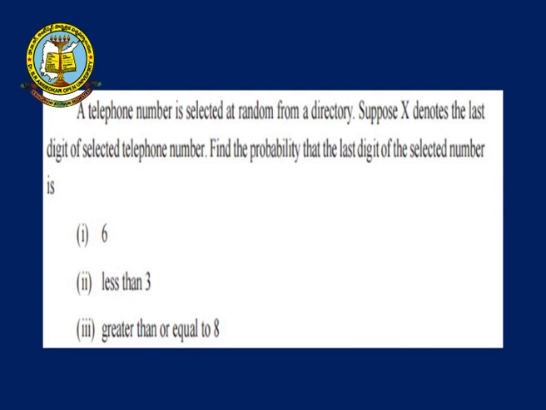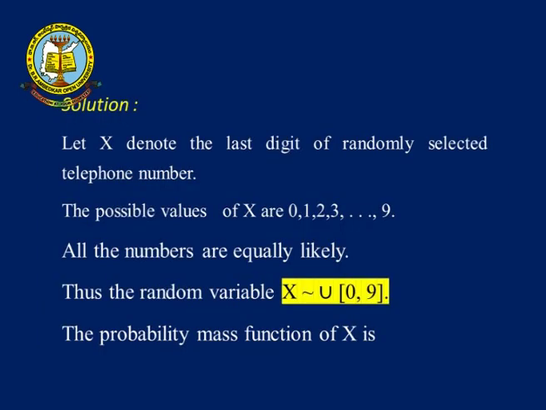Now, how to identify the solution? Let x denote the last digit of the randomly selected telephone number. What are the possible values of x? Digits start from 0 to 9, so the possible values of x are 0, 1, 2, 3 and so on up to 9 only. All the numbers are equally likely. That means getting 0 has an equal chance, and getting 9 also has an equal chance. That is why we can use the words equally likely.